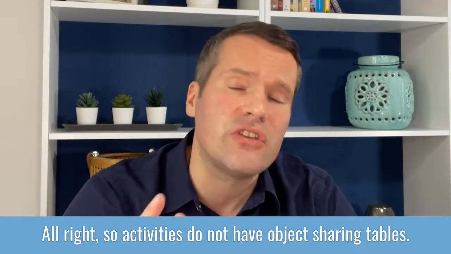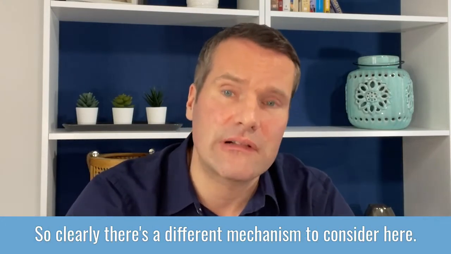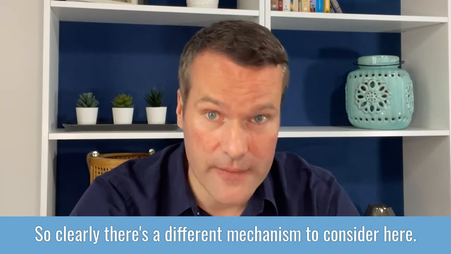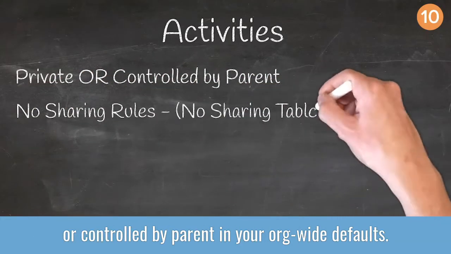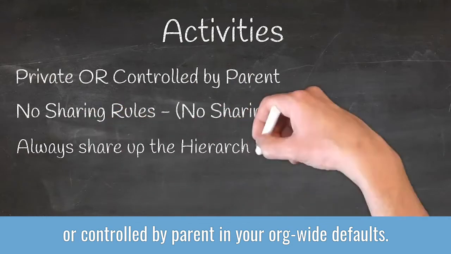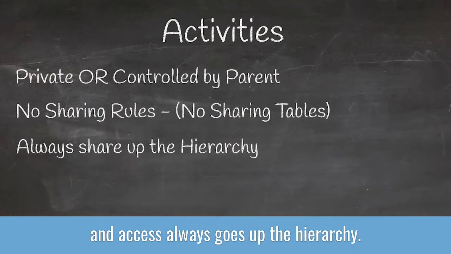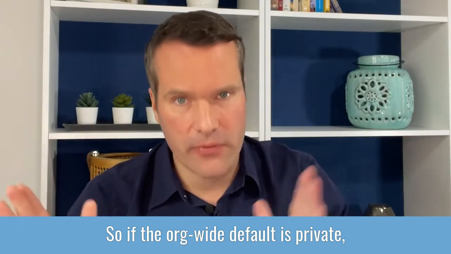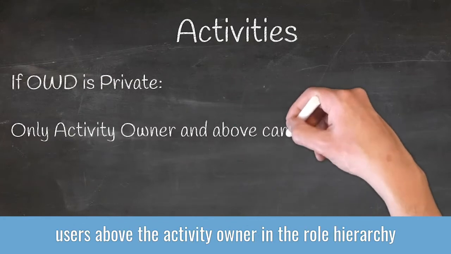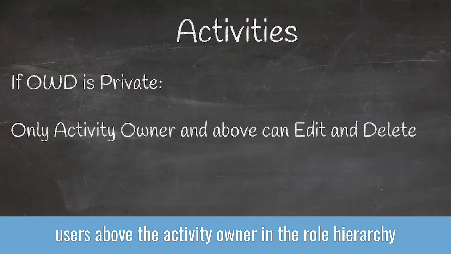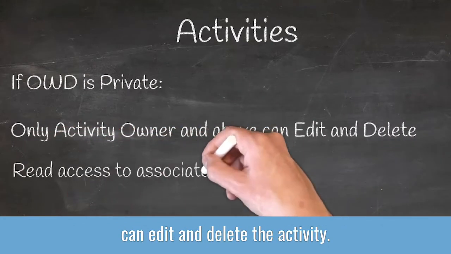Right, so activities do not have object sharing tables, so clearly there's a different mechanism to consider here. Activities can either be private or controlled by a parent in your org-wide defaults. They have no sharing rules and access always goes up the hierarchy. So if the org-wide default is private, then that means that only the activity owner and users above the activity owner in the role hierarchy can edit and delete the activity.